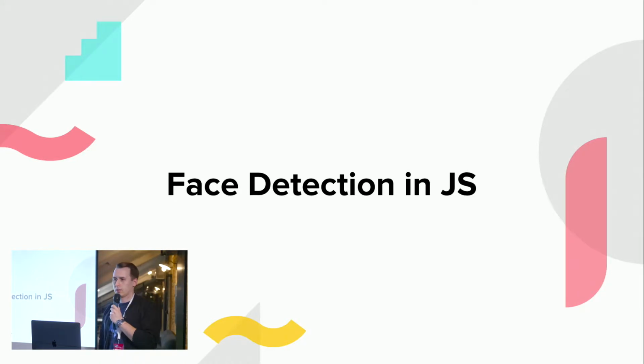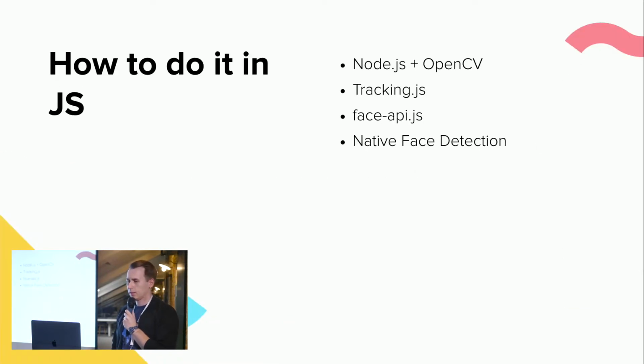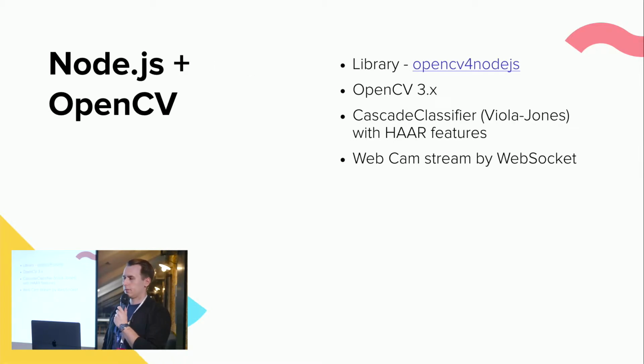But this talk is about face detection in JavaScript. So how can we do it in JavaScript? I decided to compare 4 methods of face detection in JavaScript on the front end. The first one is Node.js and OpenCV. OpenCV is one of the most popular computer vision libraries that we can use. It's open source, that's probably why it's so popular, but it's also good. So how can we use it?